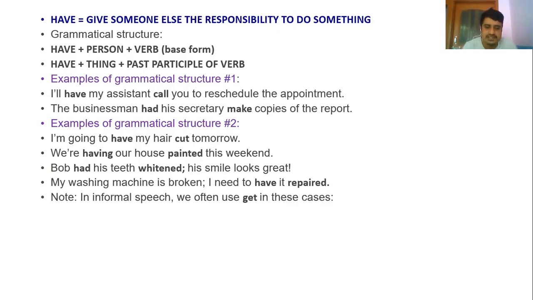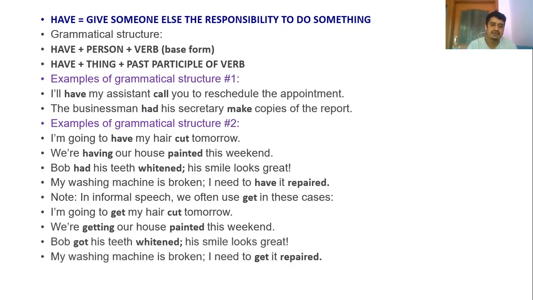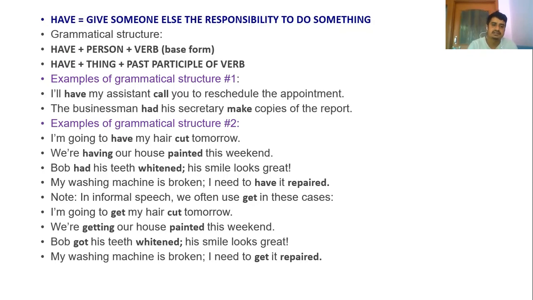Okay, in this way. In informal speech, we often use get in these cases. I'm going to get my hair cut tomorrow. We are getting our house painted this weekend. These are informal speech. In this way, you can use the causative verb have.